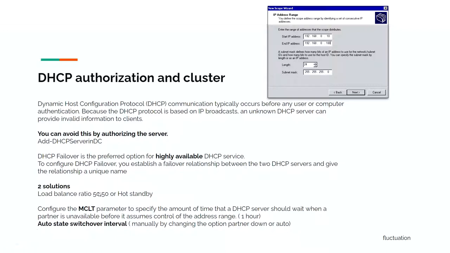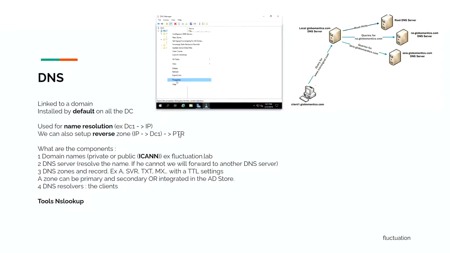To configure DHCP failover, you establish a failover relationship between the two DHCP servers and give the relationship a unique name. You have two solutions, load balance with a ratio of 50-50, or hot standby. Load balance means each server will be used. Hot standby means that only the first server will be used, and the second server will be used in case the first one goes down. That's fantastic.